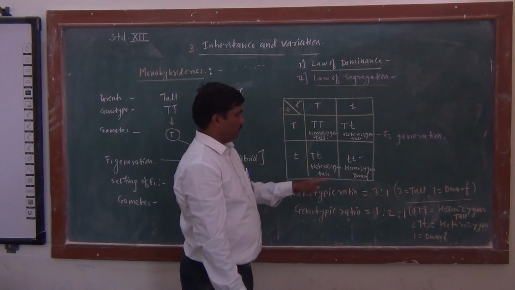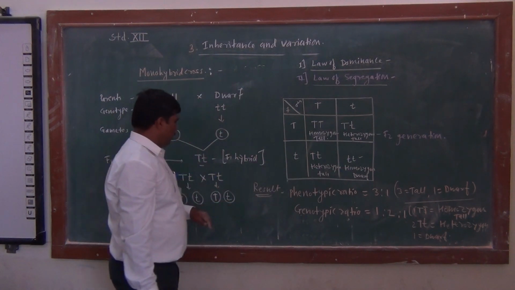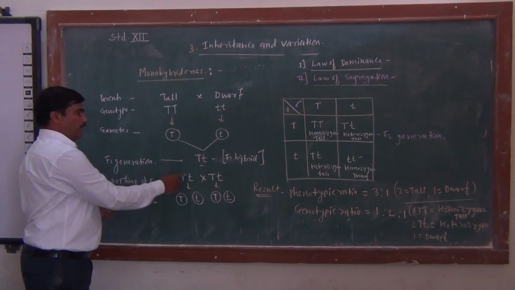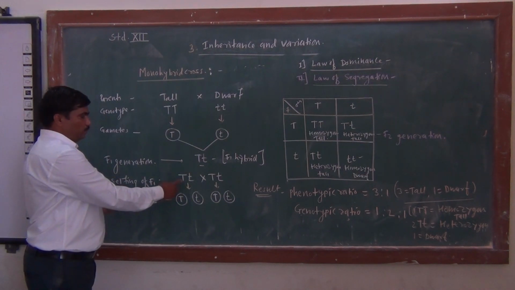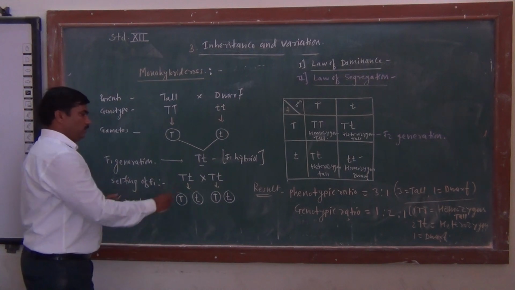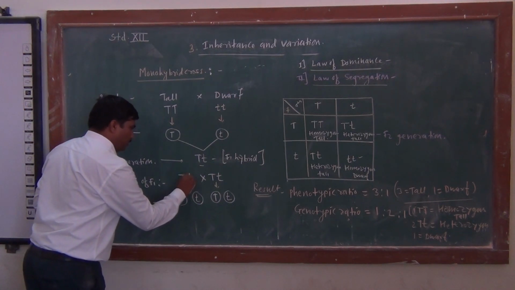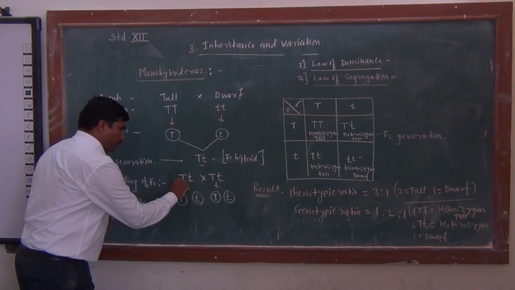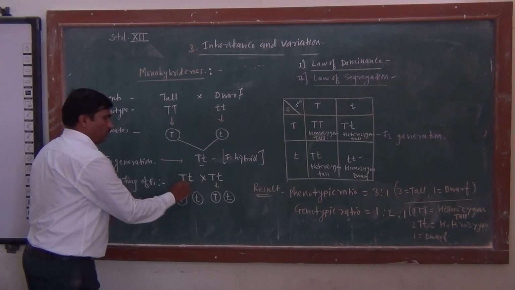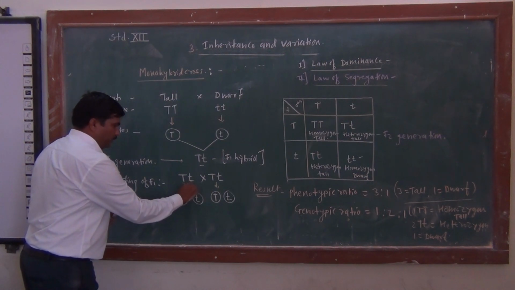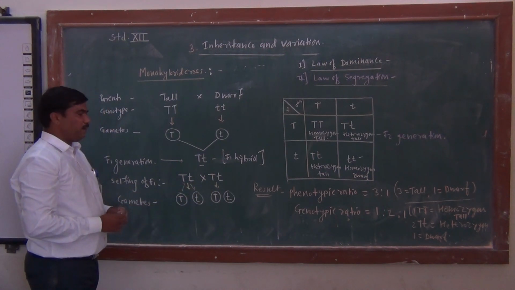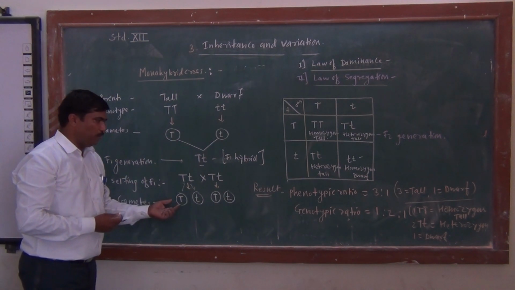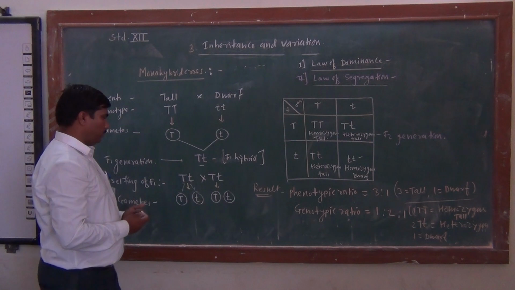but this character is expressed in the F2 generation. So, during formation of gametes, when this F1 hybrid forms gametes, the alleles capital T and small t remain together, and during gamete formation, the factors or alleles separate from each other and enter into different gametes. So there is formation of male gametes and female gametes.